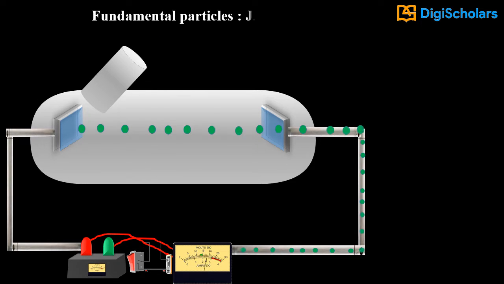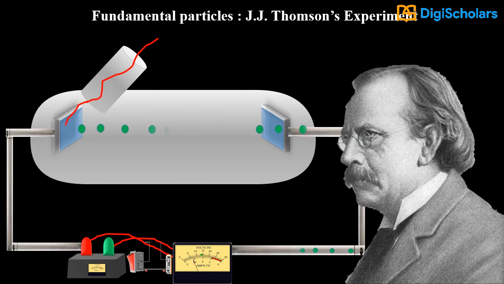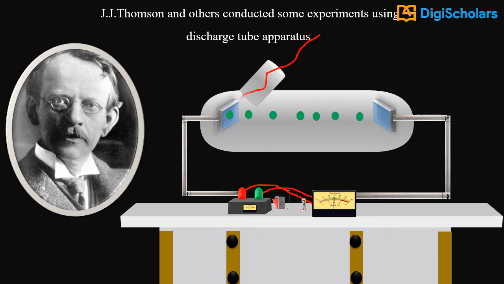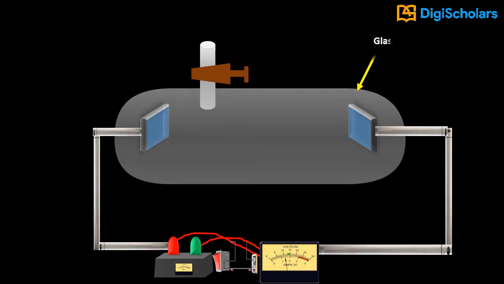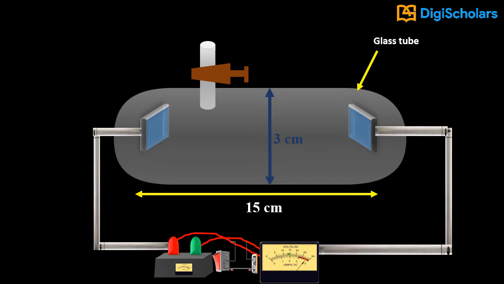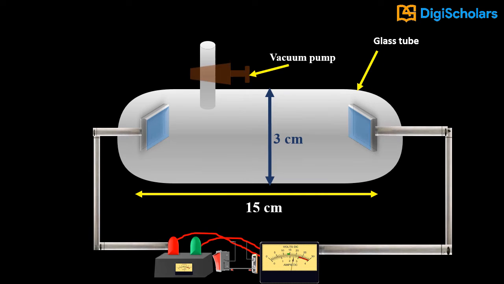Fundamental particles. J.J. Thomson's experiment. Let us look at the history of discovery of the smallest particles inside an atom. J.J. Thomson and others conducted some experiments using a discharge tube apparatus. In this figure, we can see the production of cathode rays. A discharge tube is a glass tube about 15 cm long and 3 cm in diameter, connected to a vacuum pump. Metal electrodes are fixed to the ends of the glass tube.